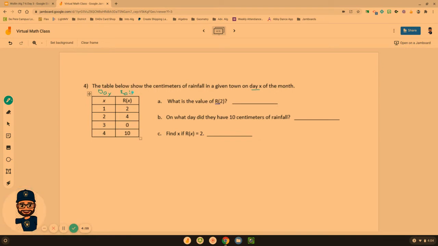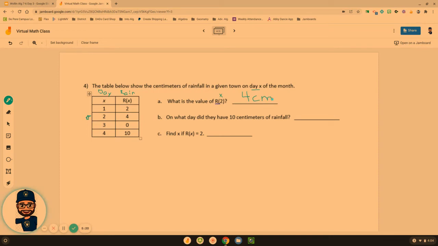First question, what is the value of R of 2? Notice they replaced X with 2. They plugged 2 in for the input. So I need to look at this row right here, right? How much rain did they get on 2 days? The answer here is 4 centimeters, okay?